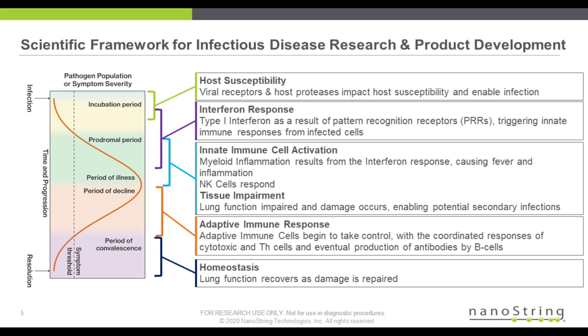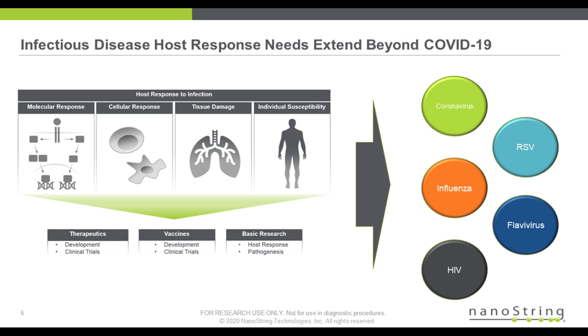We have to go pretty fast, but these are the kinds of multiplexed assays that we're bringing up associated with COVID-19: host susceptibility, interferon responses, innate immune cell activation, tissue and lung function and impairment, the adaptive immune response, and then return eventually to homeostasis, if you're one of the lucky ones to come out of the other side of this terrible disease.